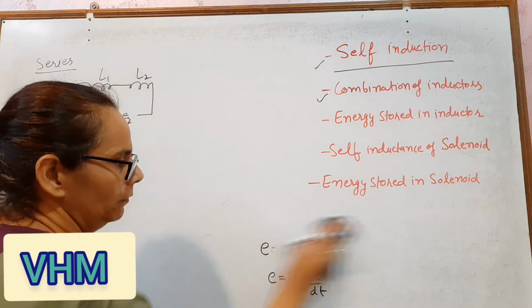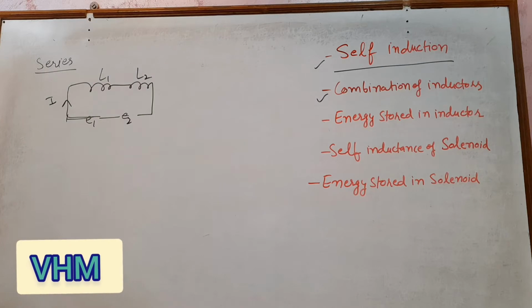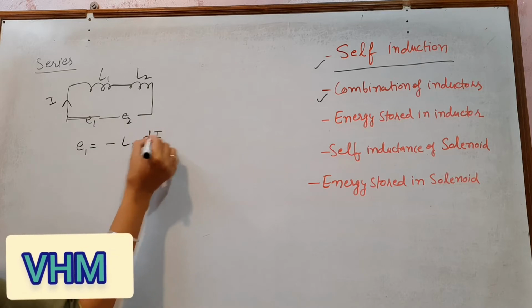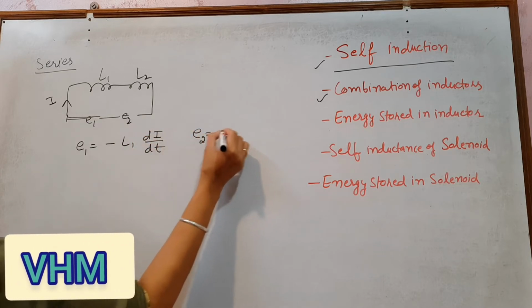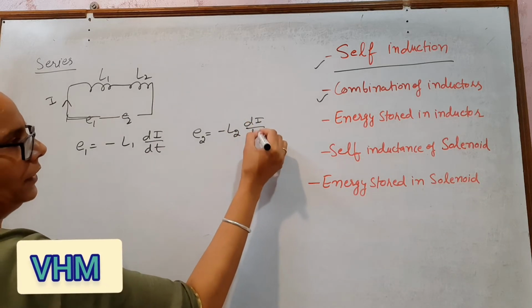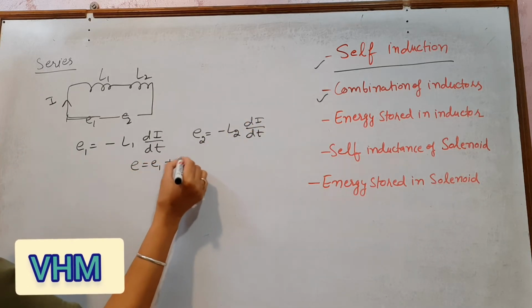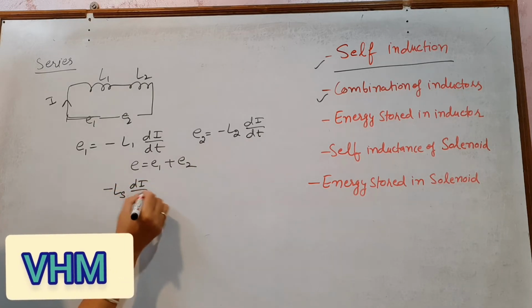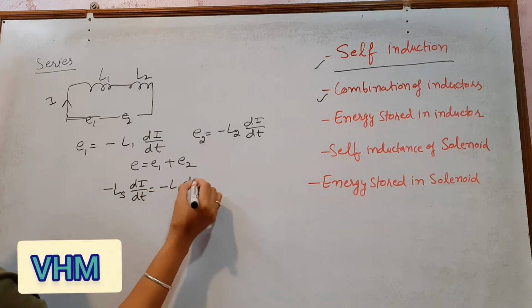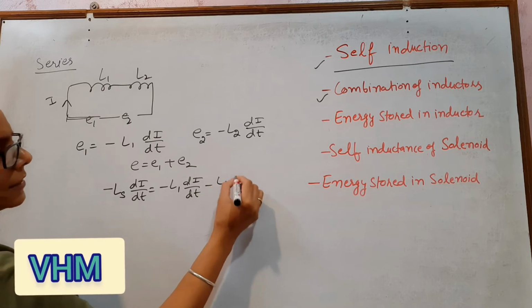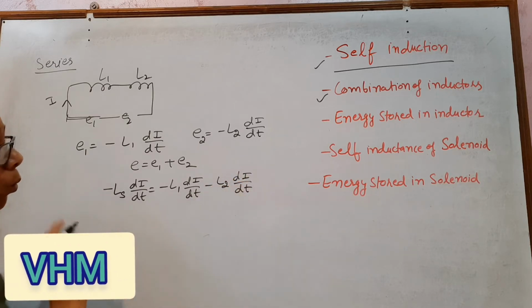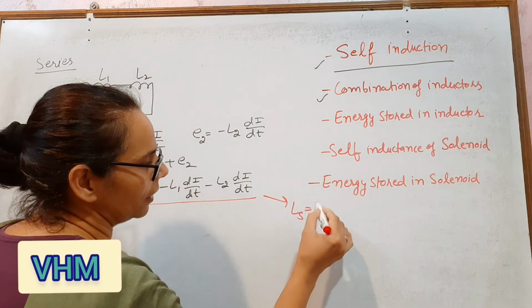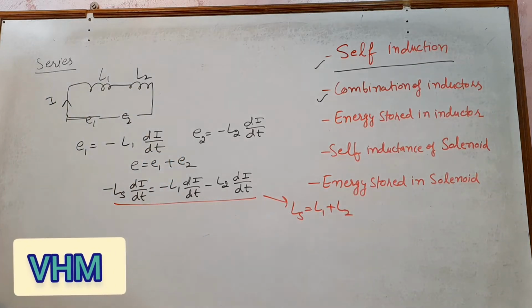So let's start this. Here E1 is minus L1 di upon dt, E2 is minus L2 di upon dt, and the total E, E1 plus E2, if we consider it as series combination, is minus L1 di upon dt minus L2 di upon dt. What do we get from this equation? That series combination is L1 plus L2.